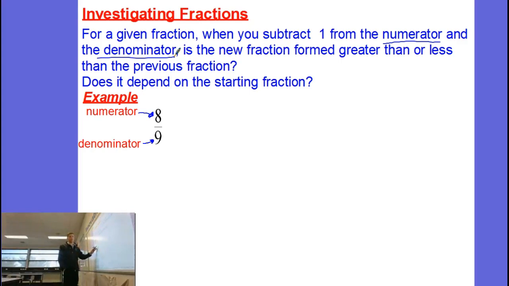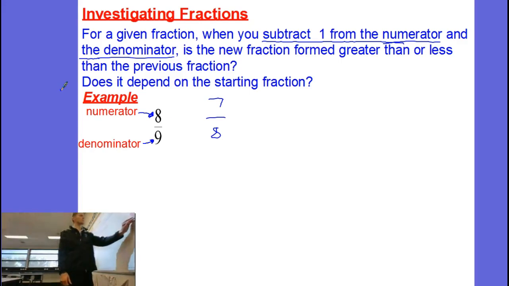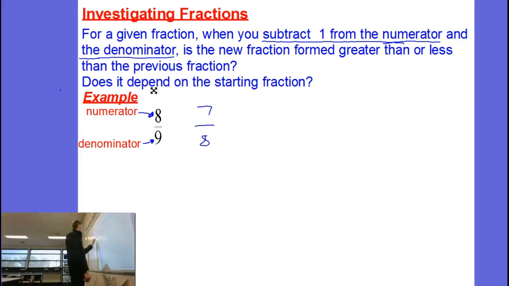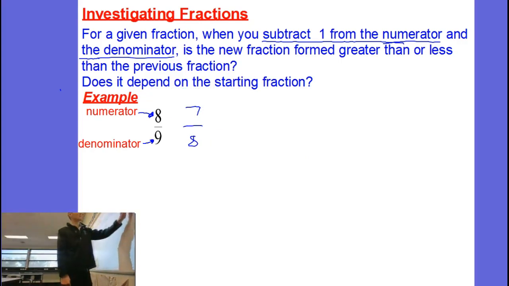Here's a fraction, 8/9. The top number is referred to as the numerator, the bottom number is the denominator. So let's follow the rules of subtracting 1 from the top number and the bottom number, and let's form a new fraction. So if I subtract 1, then I'm going to have 7/8 as my new fraction. Now, I have to ask myself the question, is 7/8 as a fraction greater than or less than 8/9? How do I compare those two fractions? How do I compare the size of one fraction to the size of another fraction?